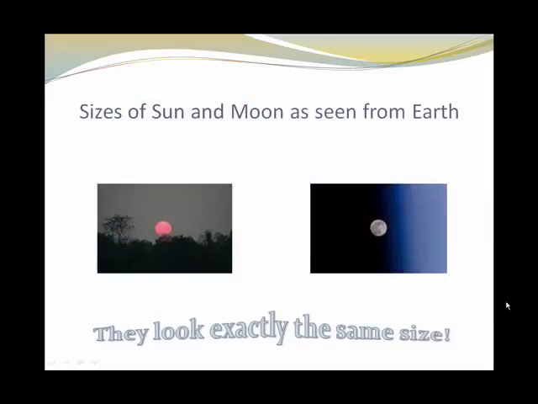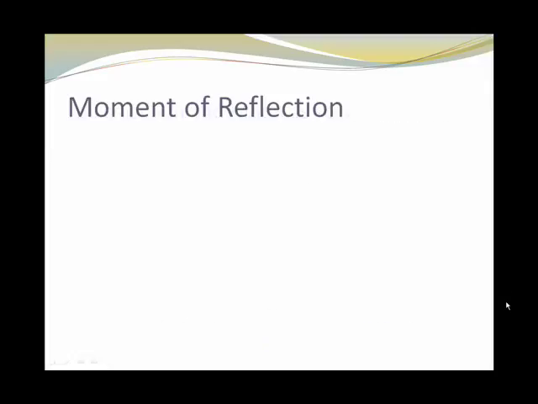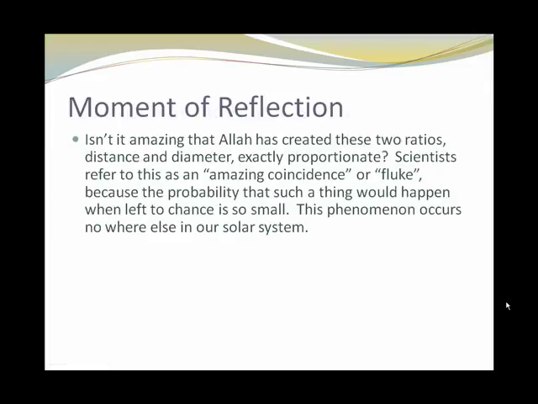We have on the right the moon, and we have on the left the sun. Both the moon and the sun appear to be exactly the same size from Earth. Wow. Let's take a moment of reflection. Isn't it amazing that Allah has created these 2 ratios, distance and diameter or size, exactly proportionate? Meaning, isn't it amazing that it's 400 in both cases?